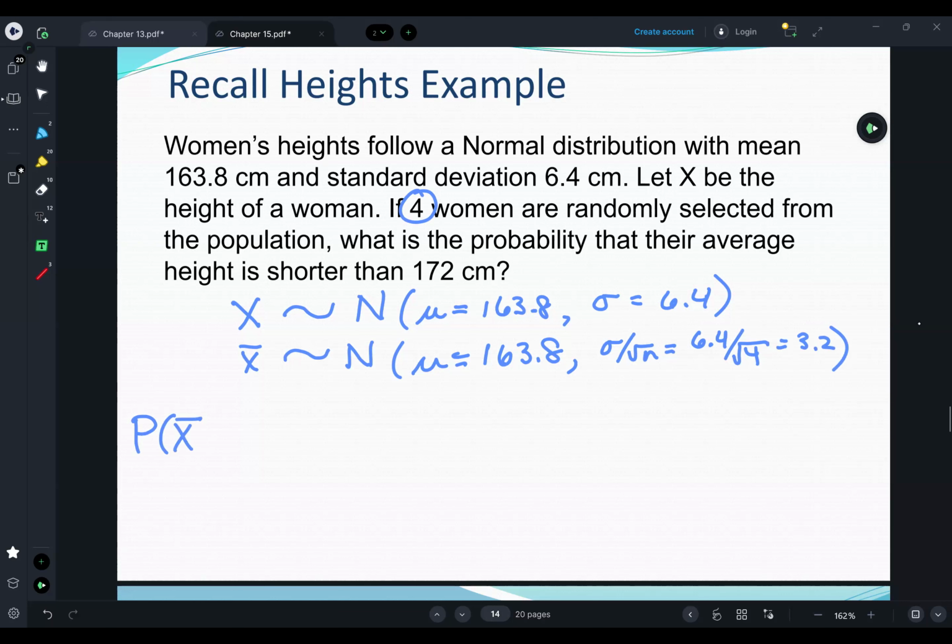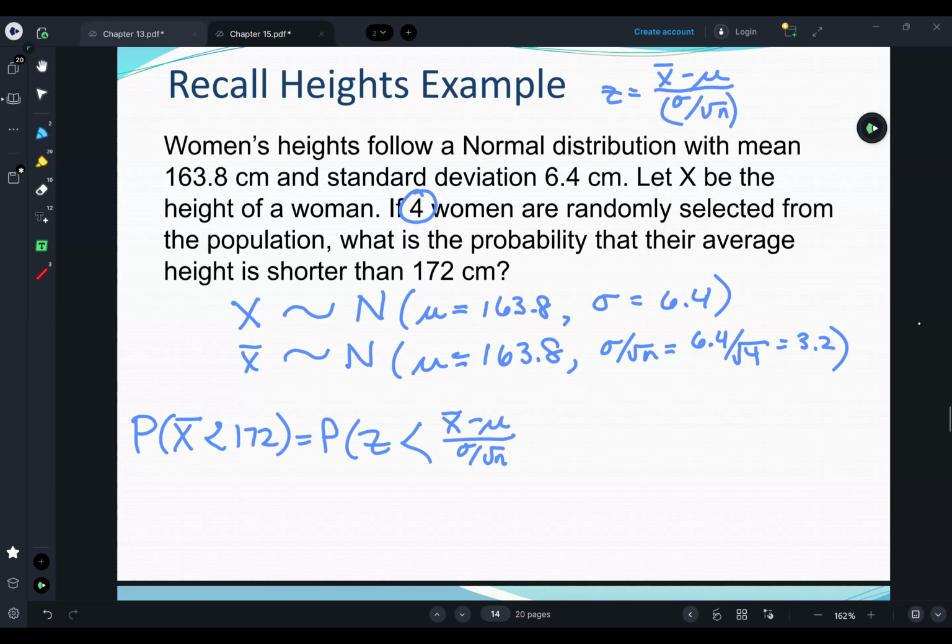what's the probability of X bar being less than 172? We're going to convert it into a Z. You might wonder how we do the Z score with this. We just take X bar, subtract mu, and divide by sigma over square root n. That's our new Z score. So Z equals X bar minus mu over sigma over square root n. Make sure that all stays in the denominator to get it right.